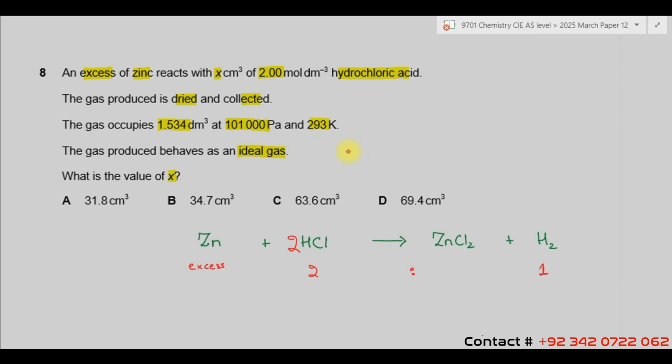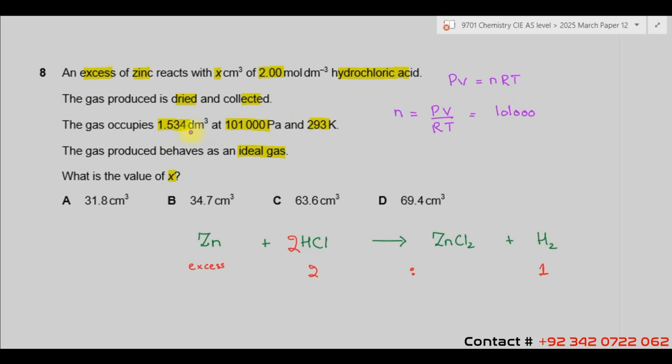We can use the ideal gas equation, PV equals nRT. P is the pressure, V is the volume, n is the number of moles, R is the ideal gas constant, and T is the temperature. We need to find moles, so we can separate n. n will be PV over RT. Let's put in values. Pressure must be in pascals. It is already given in pascals, so we have 101,000.